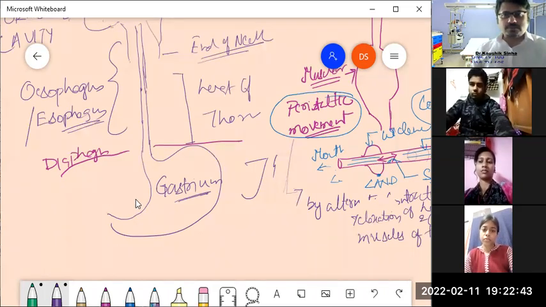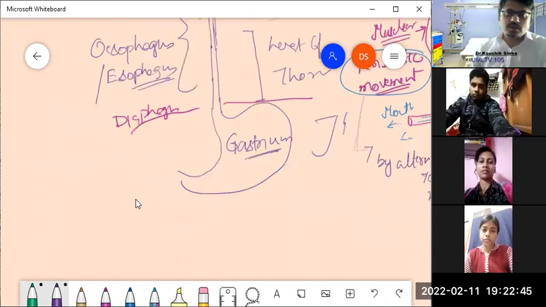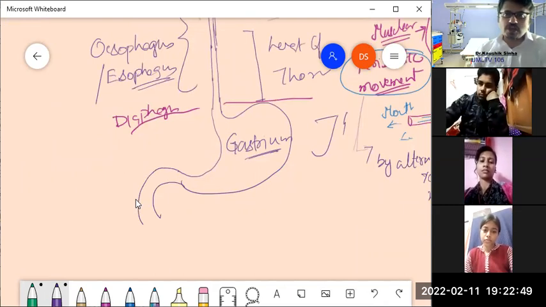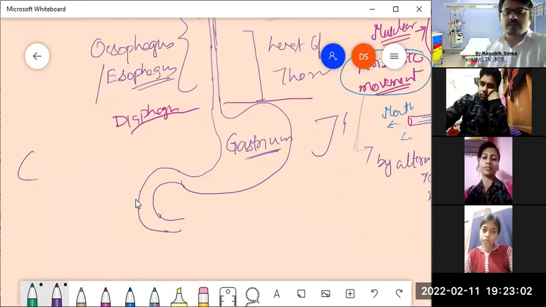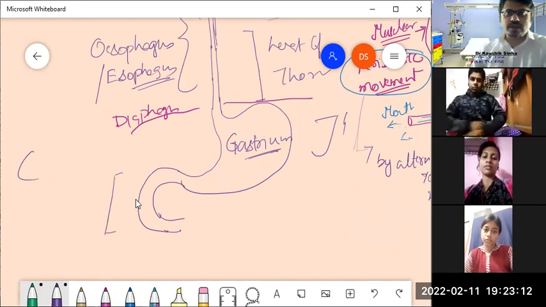Now what happens to this tube again? This tube now assumes a shape of the English alphabet C. You know, there is an English alphabet C. C for cat, C for Colombo. Okay. Yes. So similar to this shape of the English alphabet C, this tube now takes a sharp bend. And this part of the tube is known as duodenum.